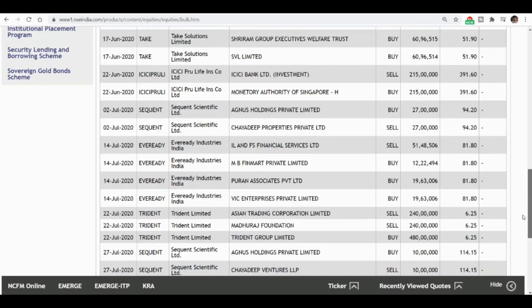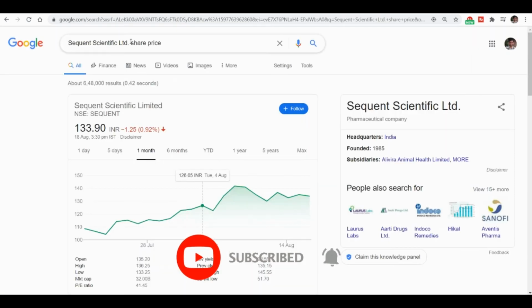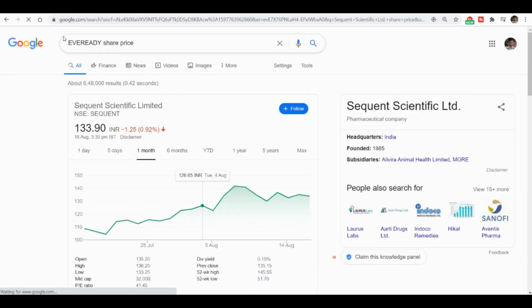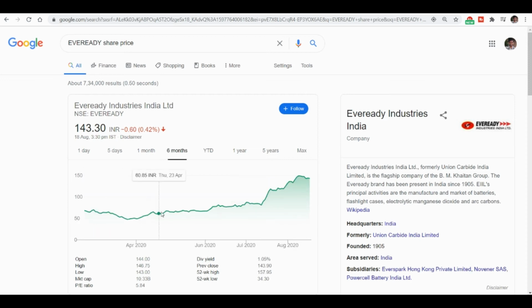So after Trident we have Everyday Industries, which is an Indian company which was executed on 14th July. We will see what happened to the Everyday share price. 14th July, I'm going 1 month back. So you see on 14th July it is around 89 rupees. After the block deal was executed, it reached a maximum of 150 and it started correcting.